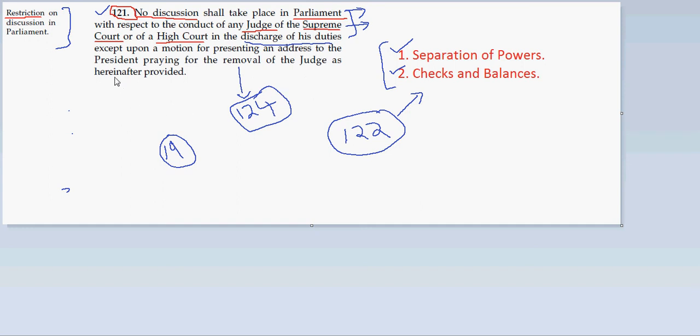Yes, and only in that case it can be discussed, not in any other case. That's what Article number 121 talks about.